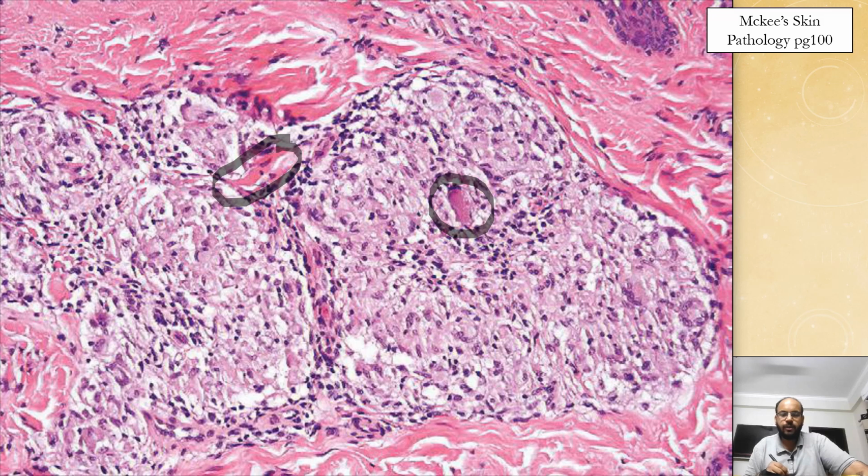And here, if you look closely, this is a Langerhans giant cell. Let me just mark it for you. Langerhans giant cell. So you can see that a cell is there, but the nucleus is at one periphery because they are Langerhans type giant cell. Let's move forward.